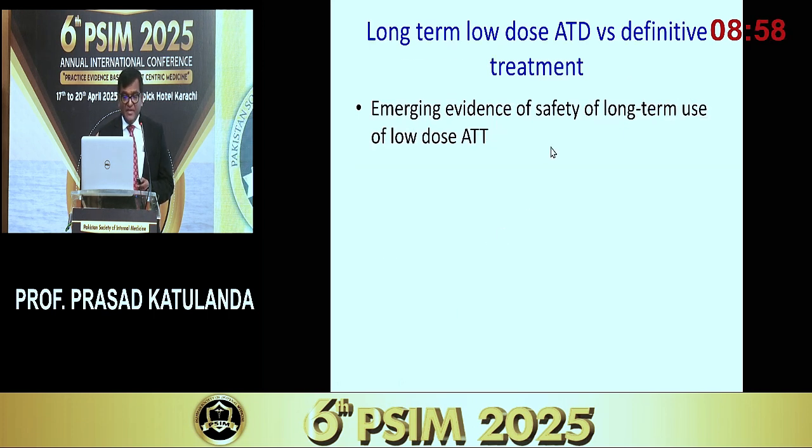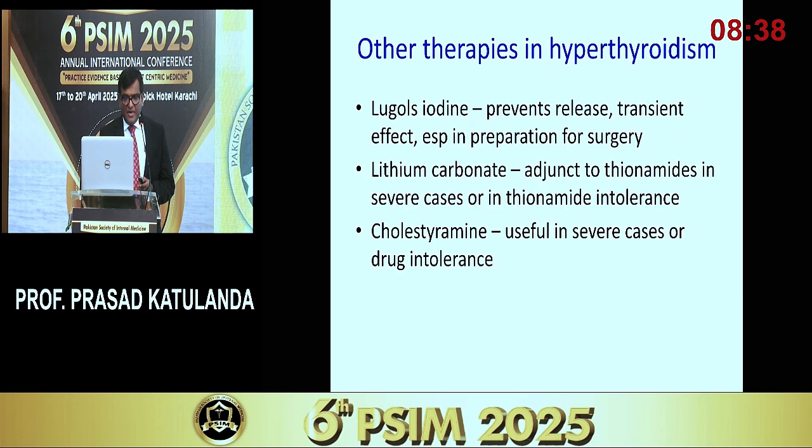There is a lot of emerging evidence and meta-analysis that have shown that long-term low-dose antithyroid drugs are useful and effective, and also lead to a higher incidence of spontaneous remission, and is being adopted more frequently than in the past. And in patients who are either intolerant to the antithyroid drugs or have very severe disease, there are other useful agents that we use. The Lugol's iodine particularly prevents release of thyroid hormones. Lithium carbonate again can be useful, and cholestyramine, which interferes with the enterohepatic circulation.